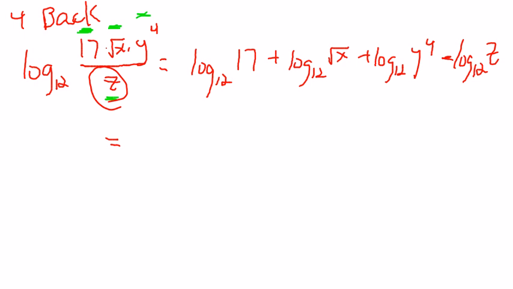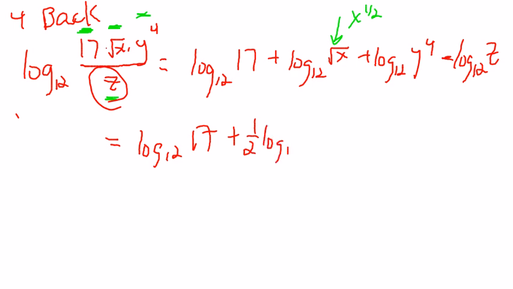Only complicated, quote-unquote complicated plug is this one. That's the same as x to the 1/2 power. You should understand why that's true. But this gives me log base 12 of 17 plus 1/2 log base 12 of x plus 4 log base 12 of y minus log base 12 of z. That's it.